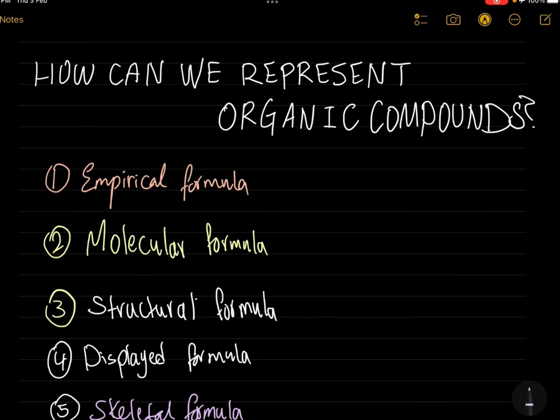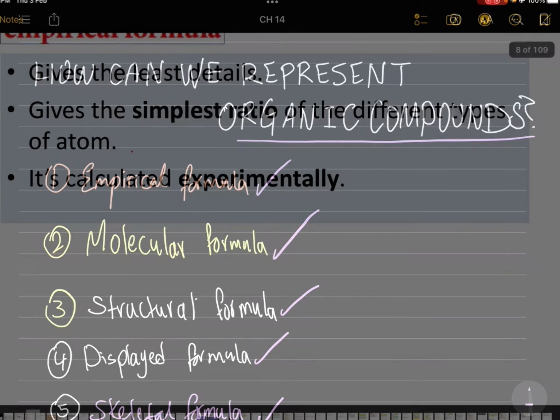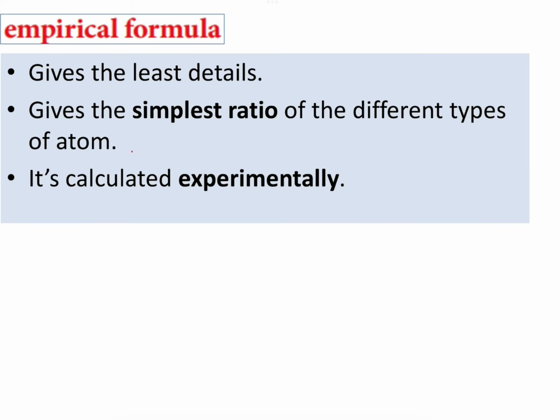So my question is, how can we represent organic compounds? We can represent organic compounds by different formulae, like empirical, molecular, structural, displayed, and skeletal. So let's start with the first one, which is the empirical formula.